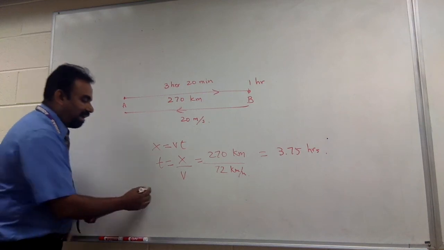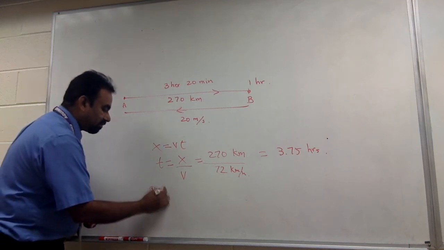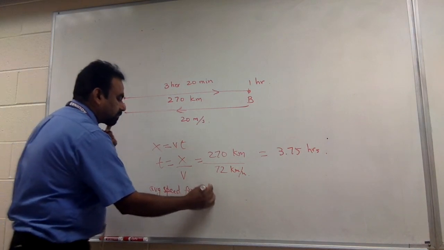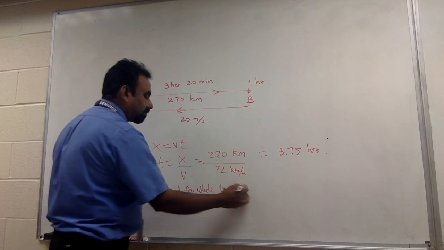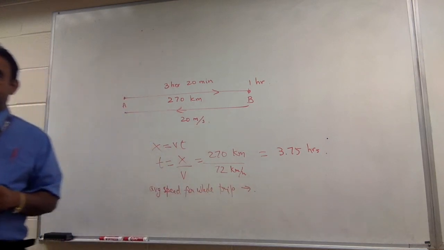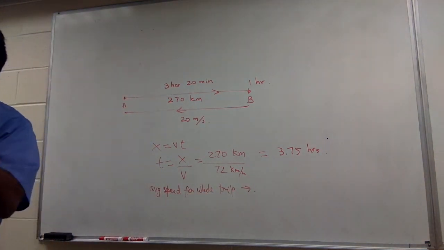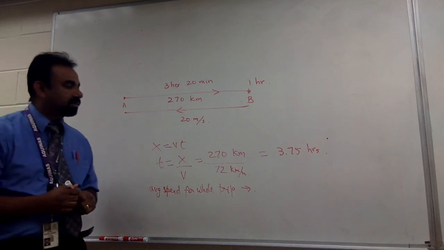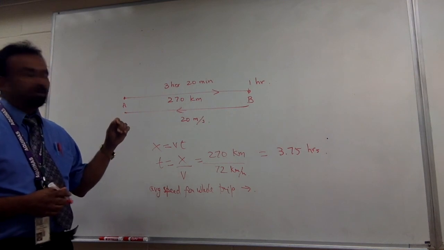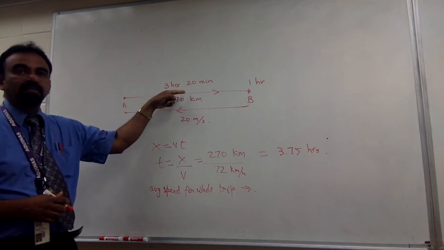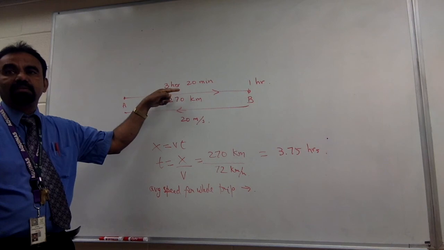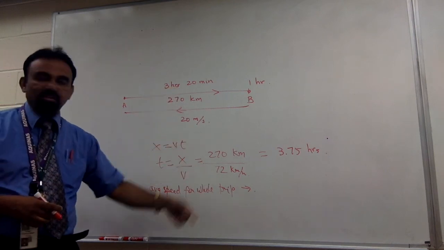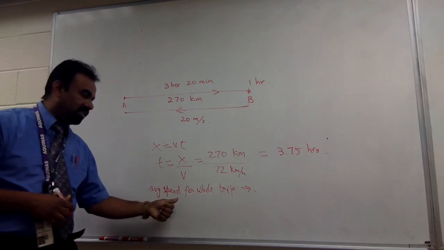What is your average speed for the whole trip? Now that's my next question. What's the average speed of the whole trip? So you're going that way with a certain speed. We already found out how much the speed was. 81. And going back, you're going at 72 kilometers per hour. What's the average speed for the whole trip?